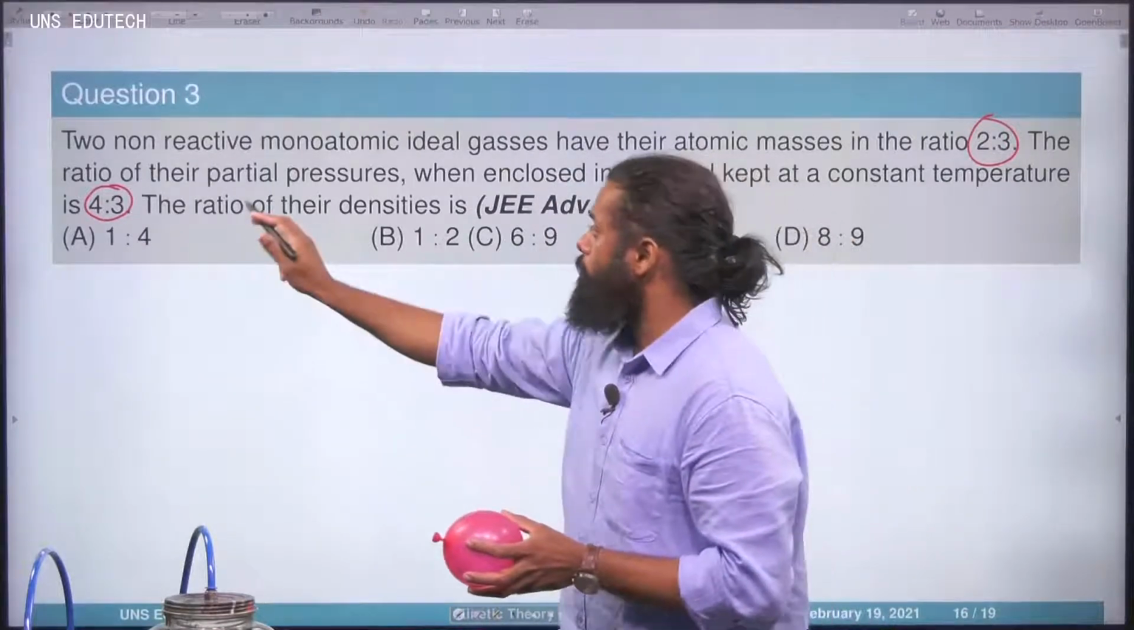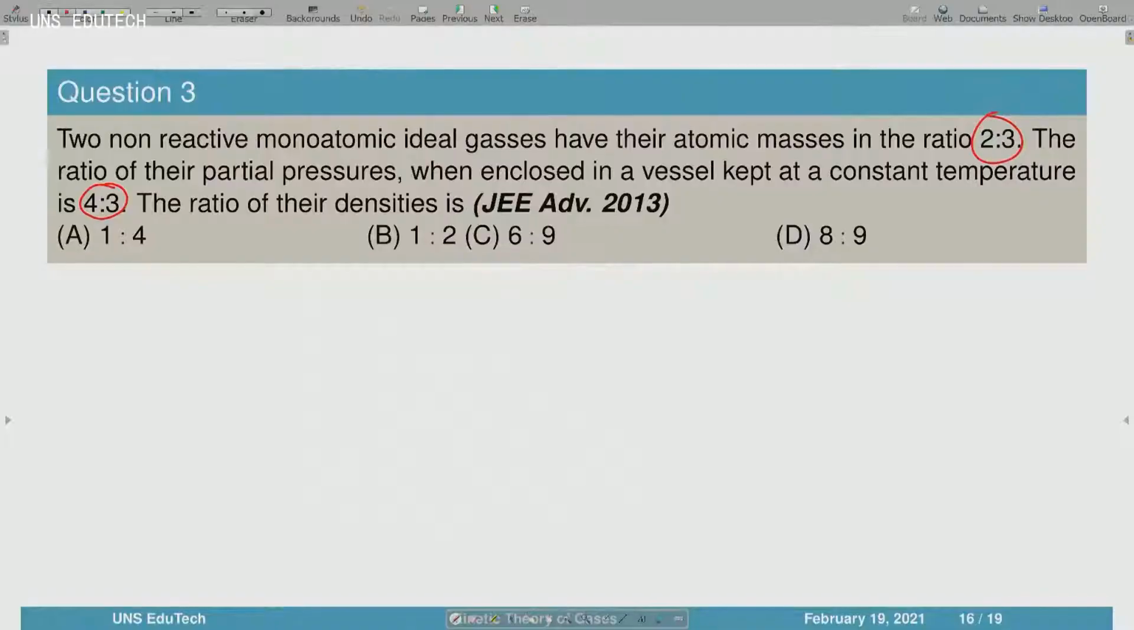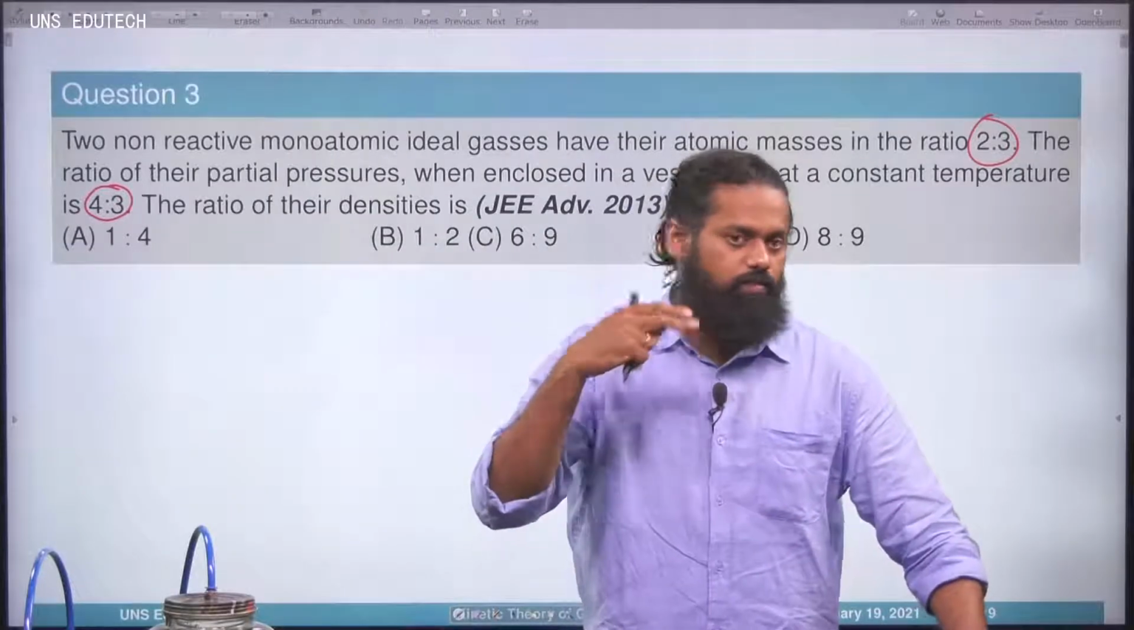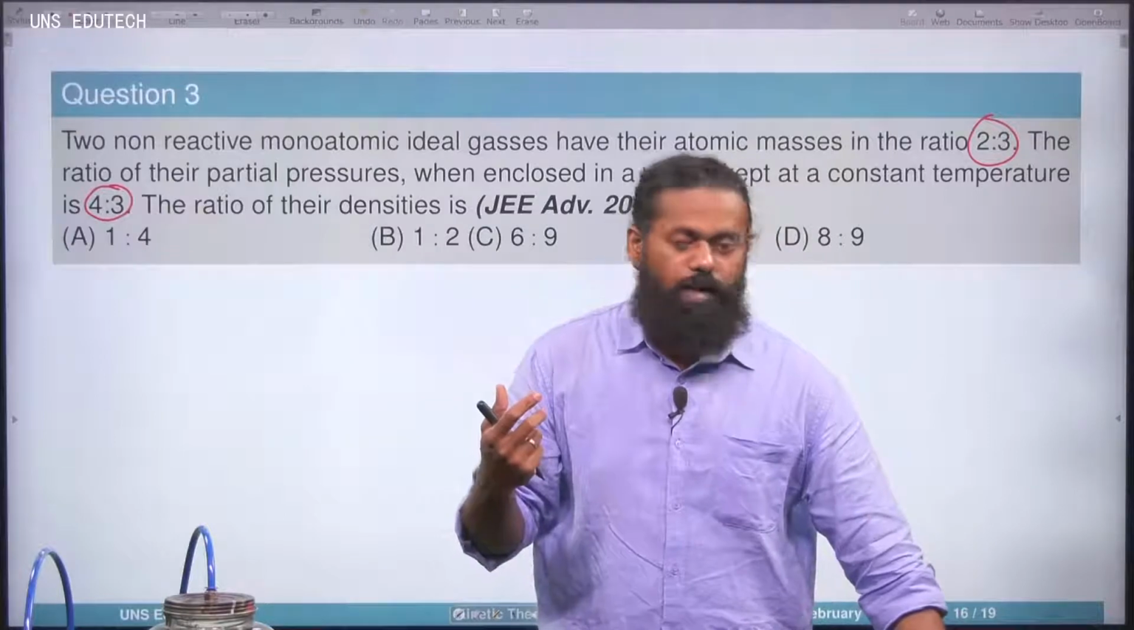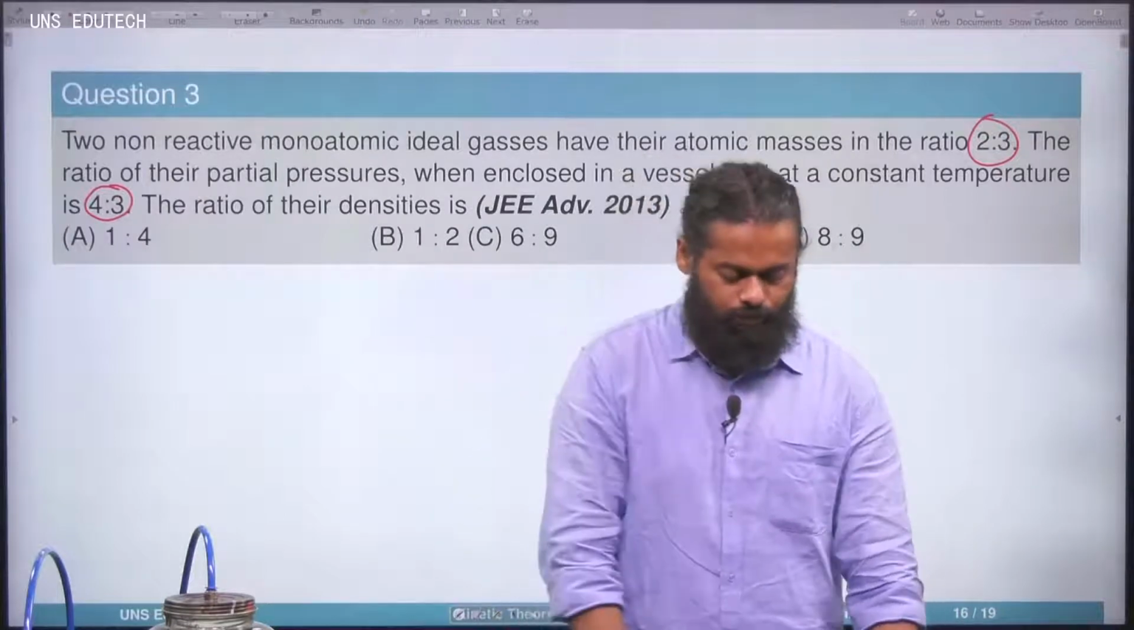So the partial pressures of the gases are in the ratio of 4:3. The ratio of their density is the question. We have to find out the ratio of the density. Again, I will give you 2 minutes. After this, we will be quickly winding up the session. Please be patient for 2-3 minutes more. So try to do the answer.